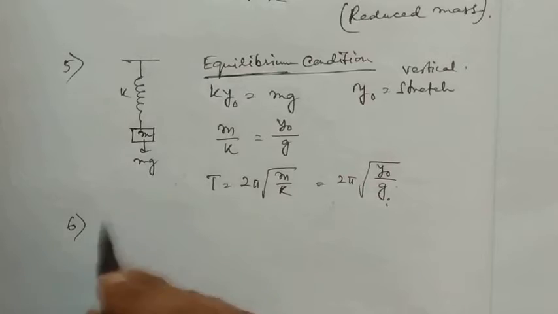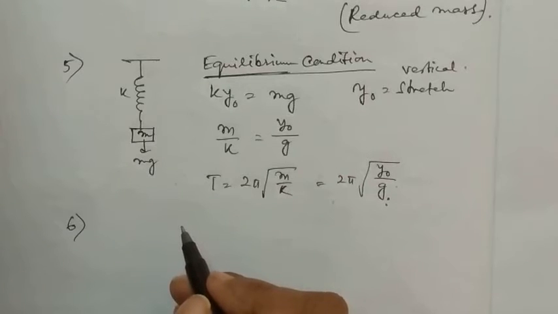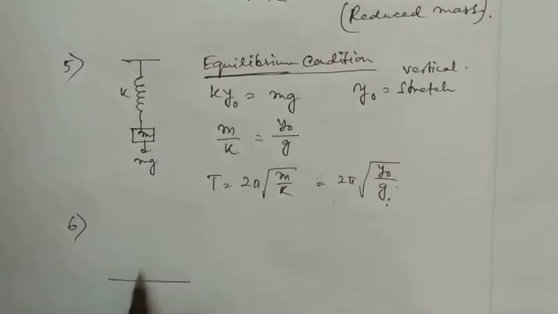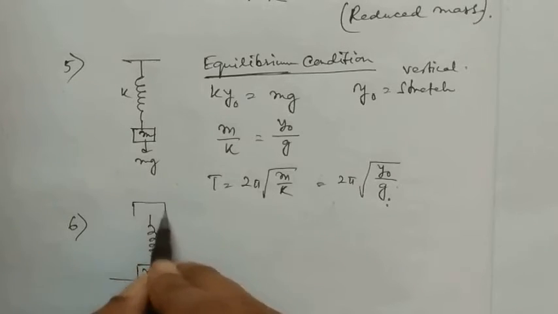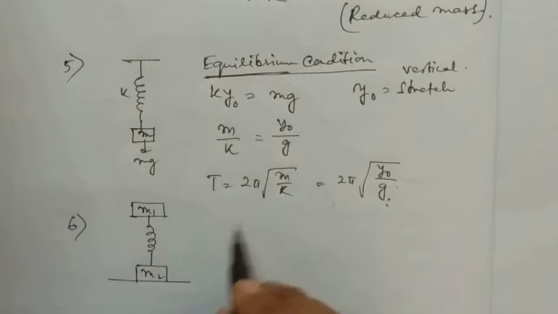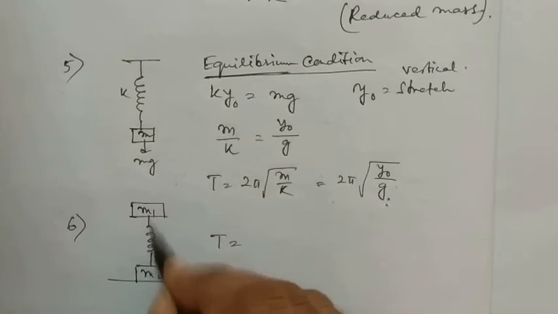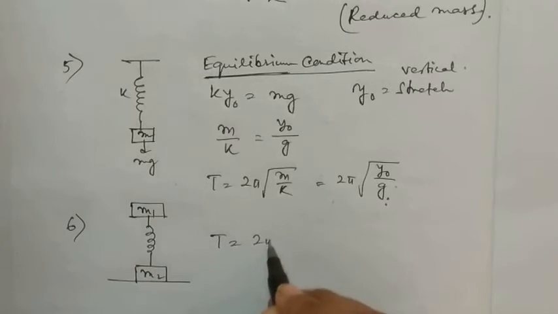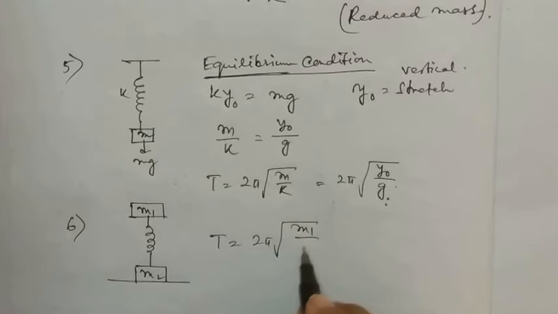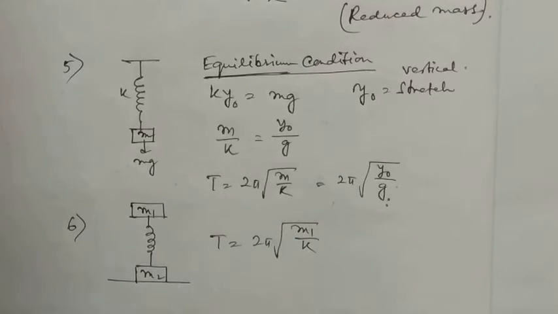Now, if two particles are attached to a spring in which one is oscillating, suppose this is the ground, one weight is m2, we attach a spring here and place a mass m1 on top. Now, the time period of oscillation of this spring will depend upon only the mass m1 and not m2, because m2 is at rest on the ground. k is the spring constant of the spring.